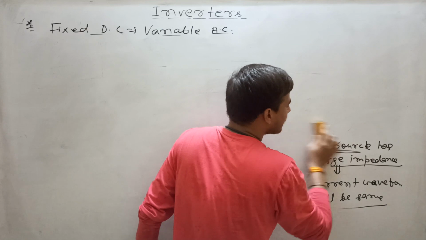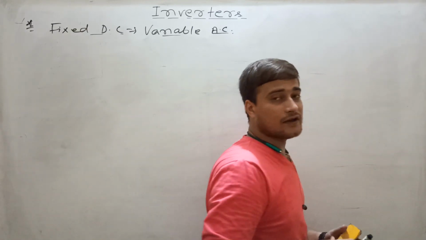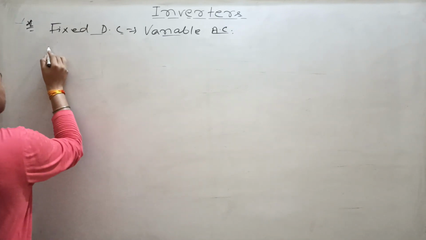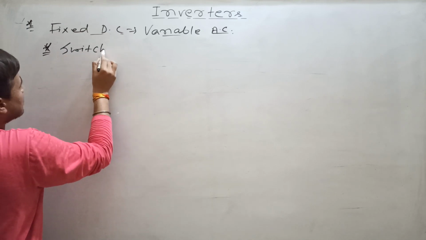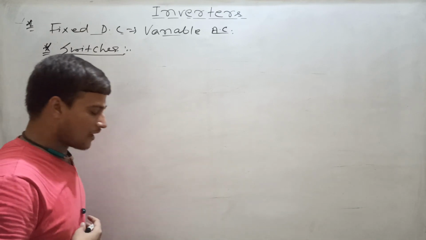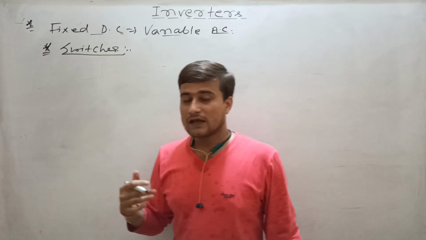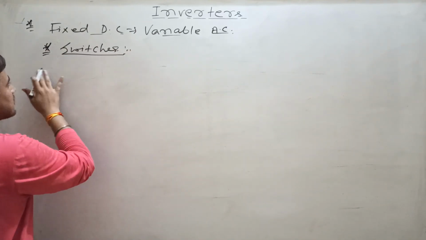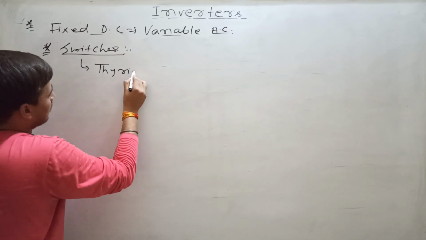So now, like rectifiers and other power electronic devices, inverters also need switches, because if you are operating the switches, that means power electronic switches, then only you can control the voltage waveforms of inverter. Clear? So now what kind of switches can be used? First you can use thyristors.